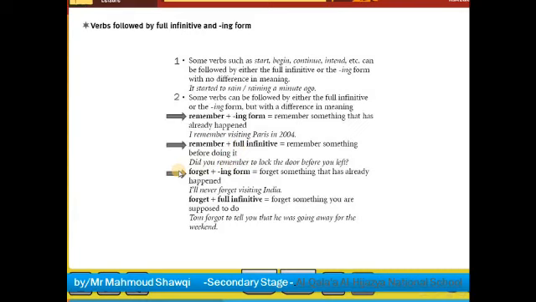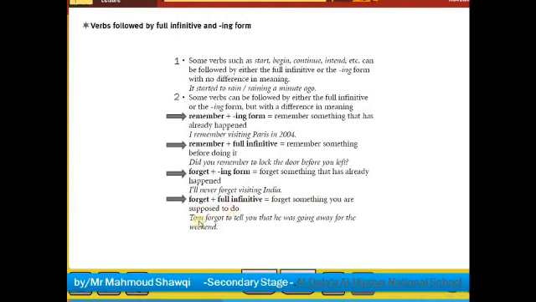Here there is another example. Forget plus ing form. It means forget something that has already happened. I will never forget visiting India. I visited India before, and I will never forget this visiting. I will never forget something that happened in the past. Here, forget plus full infinitive. It means forget something you are supposed to do.